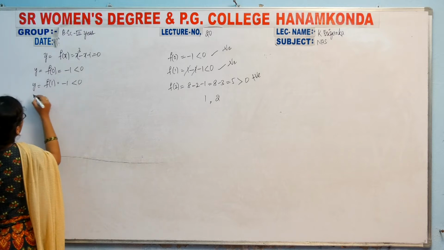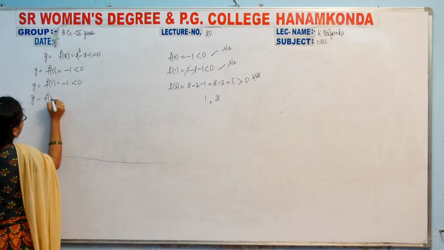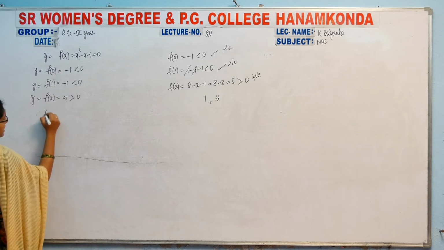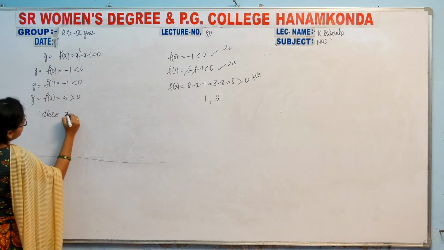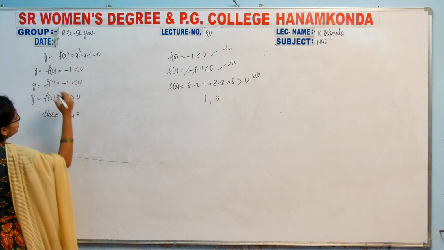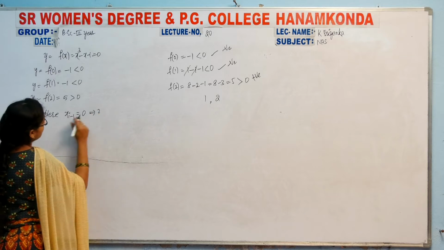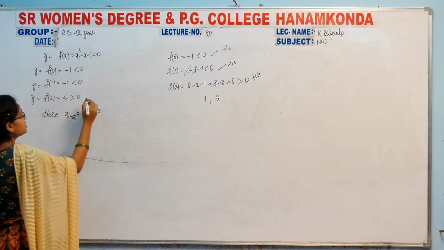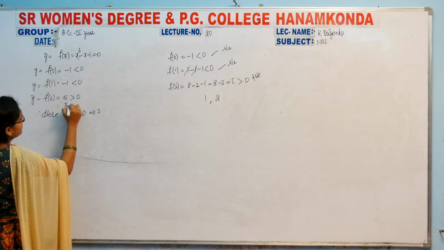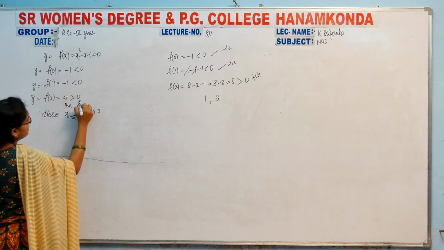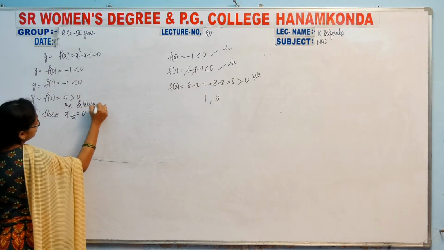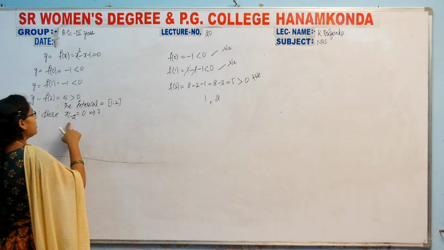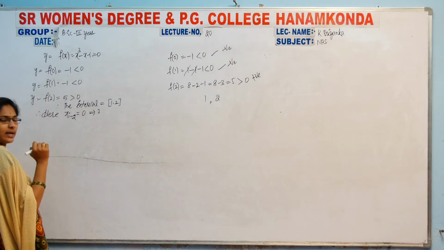Minus 1 again, and y equal to f of 2 equal to 5, which is greater than 0. Therefore, here xi minus 1 equal to 0. Then, I2, because its last value is positive now, therefore the interval is 1, 2.